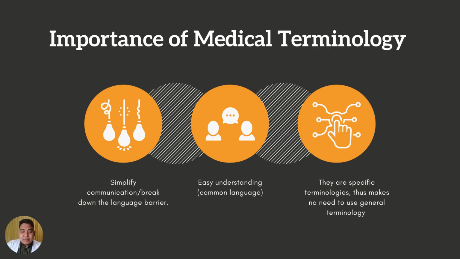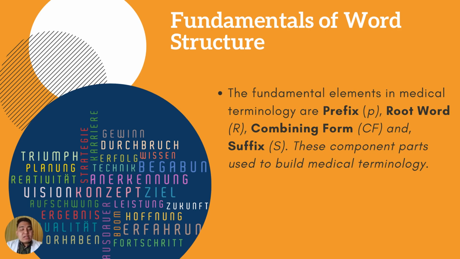Next, let's get to know the fundamental word structure, how this terminology is derived or formulated. The fundamental elements in medical terminology are the prefix, represented by the letter P, the root word, represented by the letter R, a combining form, represented by the letters CF, and the suffix, represented by the letter S. These are the component parts used to build medical terminology. How are we going to build medical terminology, sir? Let's get to know each of the fundamental word structures.